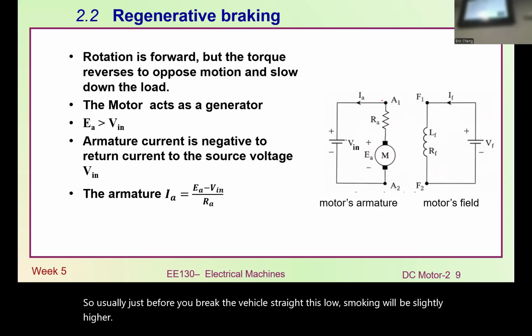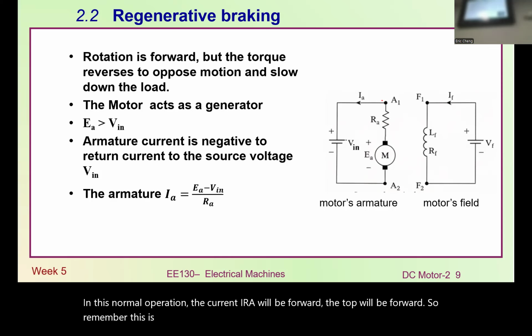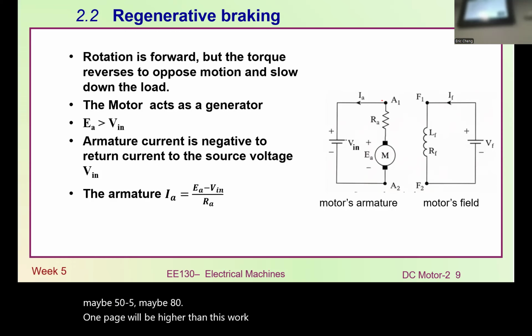Now if you want to brake the vehicle, what you can do is reduce this voltage slightly. For example, if the source voltage is 100 volt and the back EMF is 90 volt, that's normal operation. The current will be forward, torque will be forward. So remember, it's 90 volt. Now my controller will reduce this voltage to less than 90, maybe 85 volt, maybe 80 volt. Then the back EMF will be higher than the source voltage. Then the current will be reversed, taken out from the motor. That will be the so-called regenerative braking.